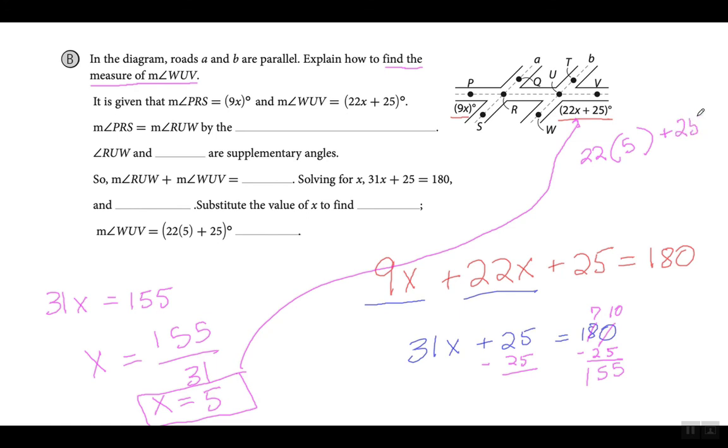Mental math. No calculators. 5 times 2, 5 times 2 is 10. So I put a 0 and I carry the 1. 5 times 2 is 10 plus this 1 that I carried is 11.